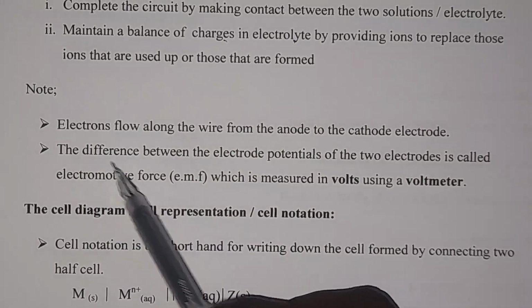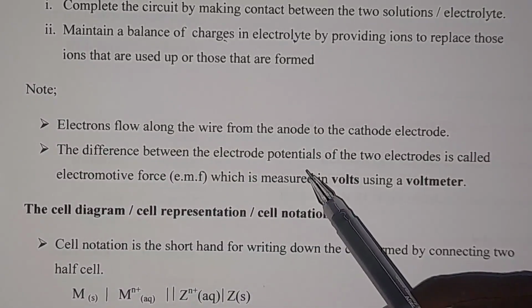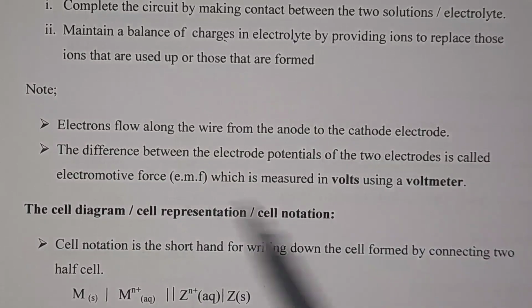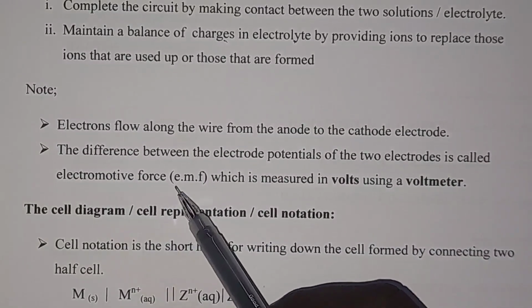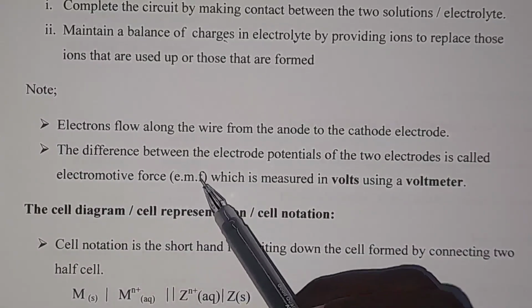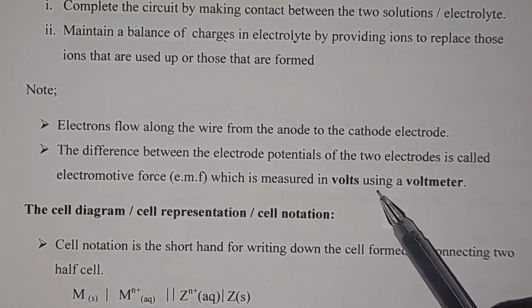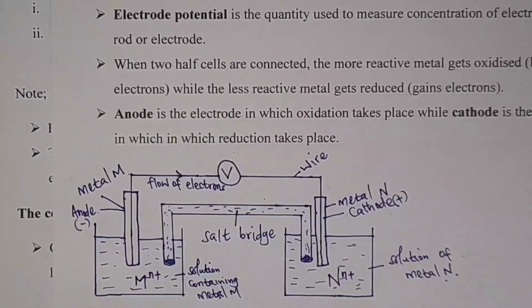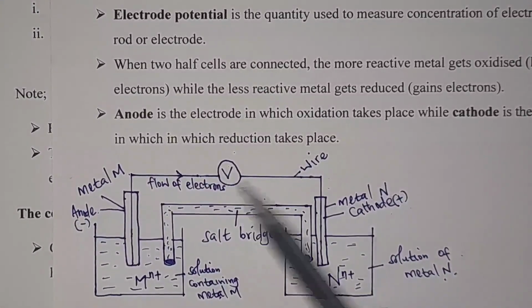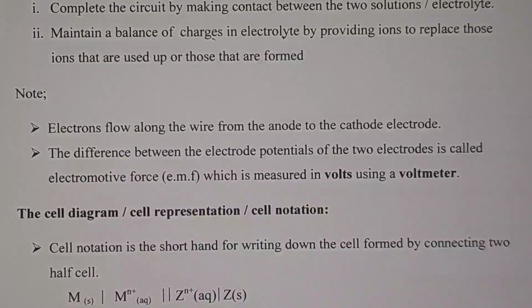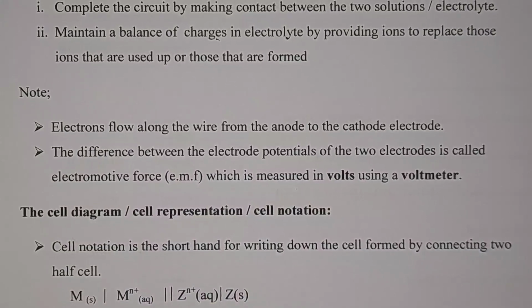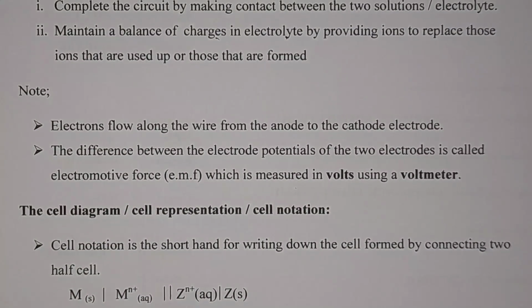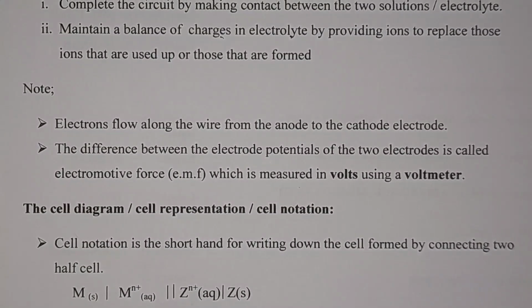Next, we are told the difference between the electrode potential of the two electrodes is called electromotive force. It is written EMF, which is measured in volts using a voltmeter. So in our electrochemical cell, we have this V, that's for voltmeter. That's the instrument for measuring the electromotive force, EMF. It's measured in volts using a voltmeter.